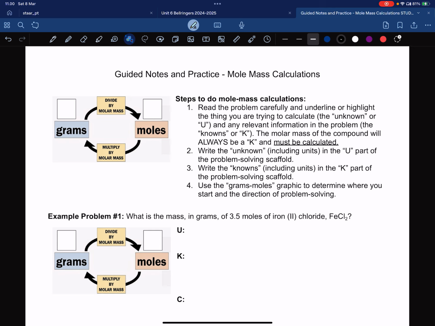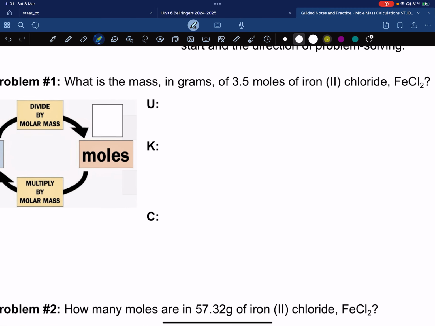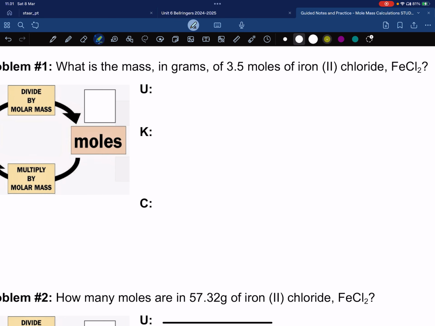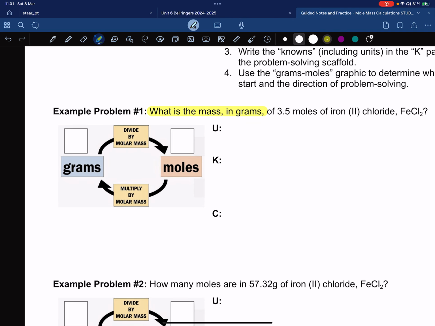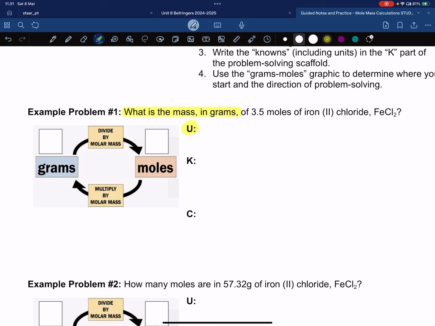All right, so steps in doing mole mass calculations, converting back and forth between moles and mass. First thing, read the problem carefully and underline or highlight the thing you're trying to calculate. I'm going to use yellow for that. Highlight the unknown, or U. For the first problem, the thing you're trying to calculate is: what is the mass in grams? That's going to be your unknown.